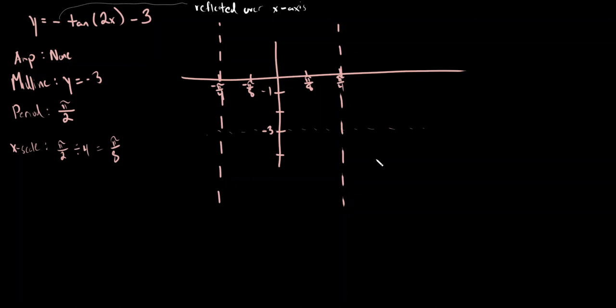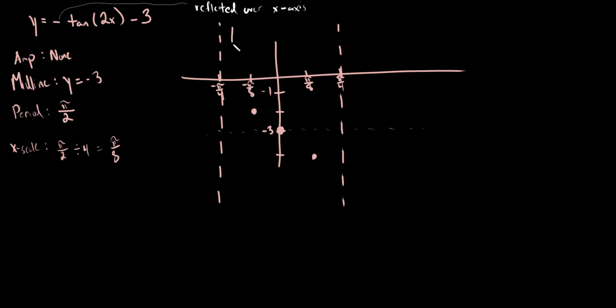So there's my vertical asymptotes. All right, we start at the midline, which is negative 3. And now normally we go up and to the right, but it's reflected, so we're actually going down to the right, which means we're going up to the left. So it just is inverted looking, okay? Because it was reflected, that's why I went down to the right instead of up to the right.